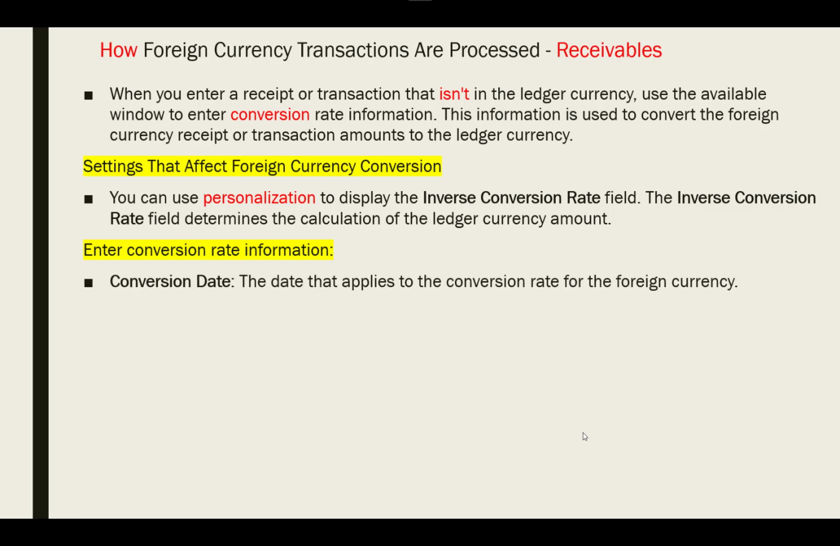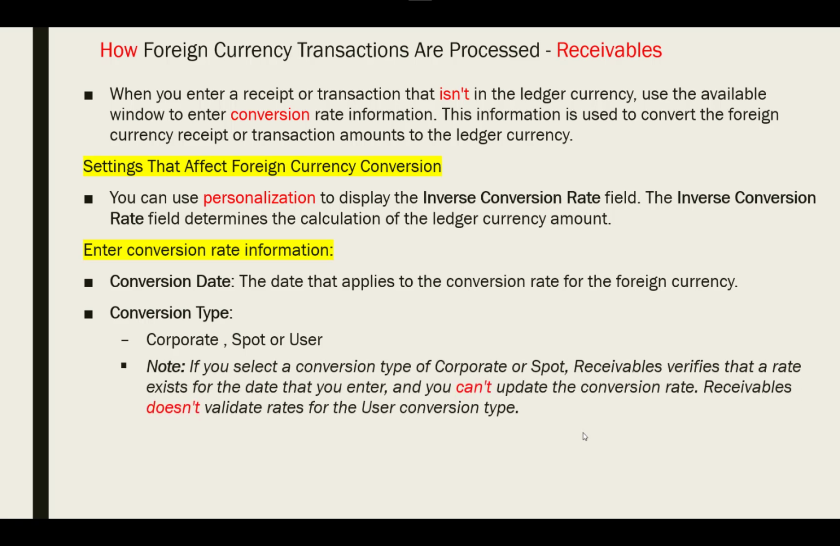Enter the conversion rate. There is a conversion date, which is the date that applies to the conversion rate for the foreign currency. Conversion type, as we know, is corporate, spot, user, fixed, and so on. If you select the conversion rate type of corporate or spot, receivables verifies that a rate exists, and you cannot update the conversion rate.